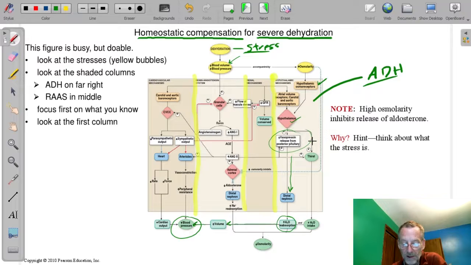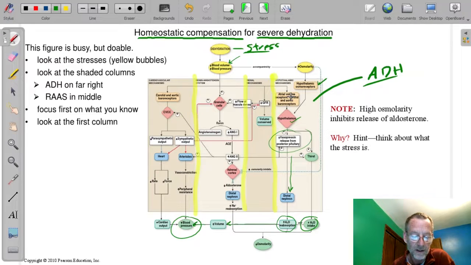Then just pick a couple more lines. So the hypothalamus also, the thirst center is located in the hypothalamus. That becomes active, and that leads to increased water intake. And along with the water reabsorption leads back to increased blood volume. We're just about done with the whole right side. And let's switch over to the left side and see if this makes sense.